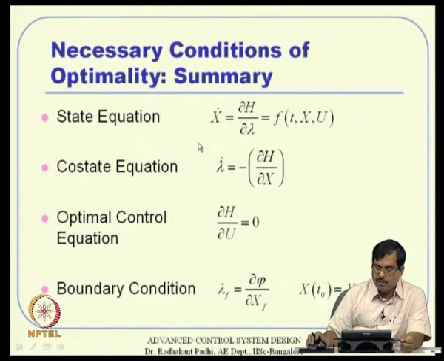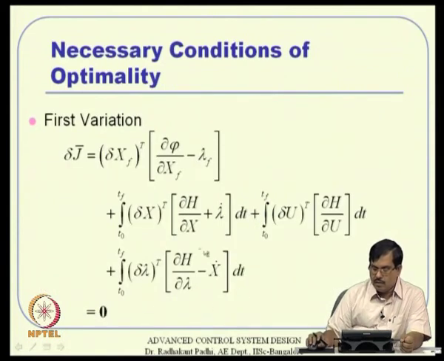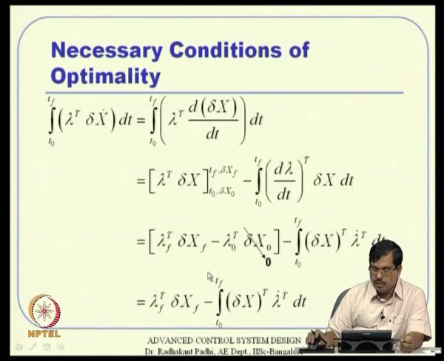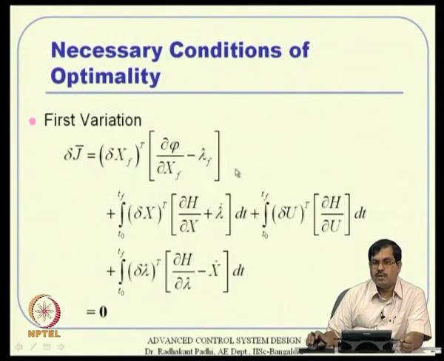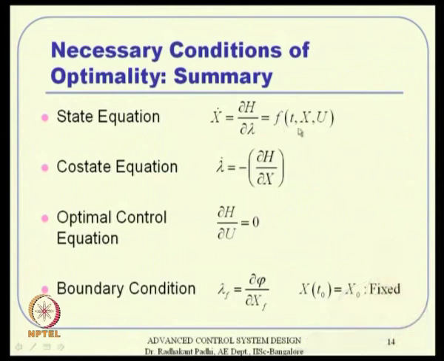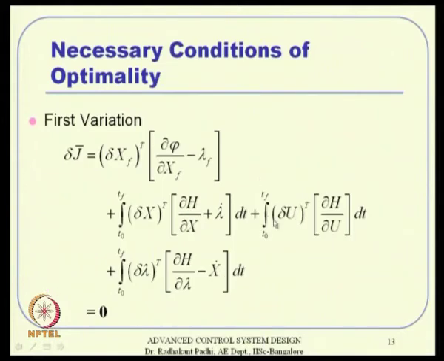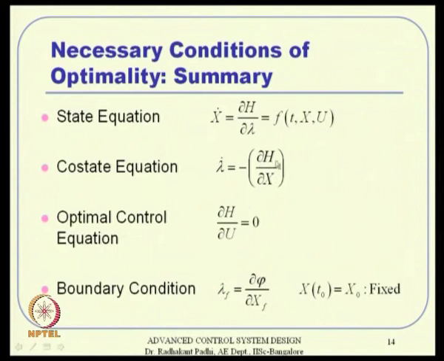Once you do that, the first equation that pops up is x dot equals del S by del lambda. If you go back to the H definition, del S by del lambda is simply f. So x dot is f of t, x, u, which is the same state equation that we started with. The system dynamic equation, or state equation, becomes part of the necessary conditions automatically. Then the co-state equation pops up from this coefficient: if you make it equal to 0, then lambda dot equals minus del S by del x.